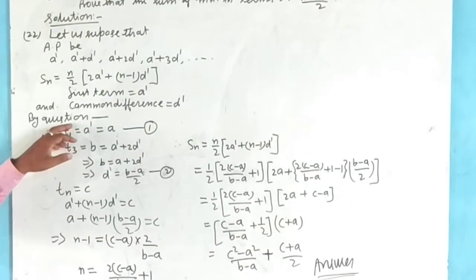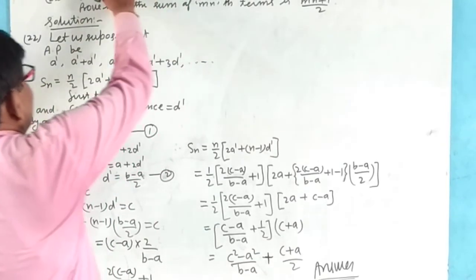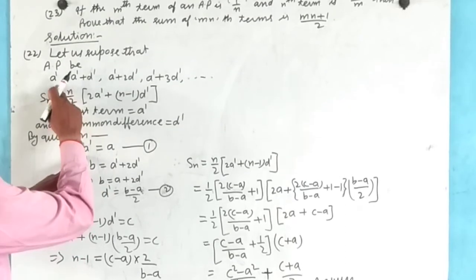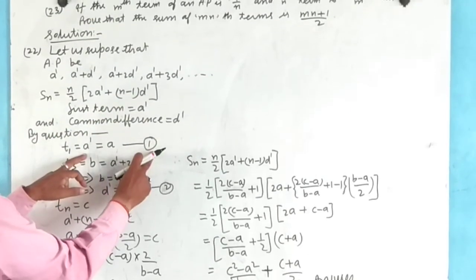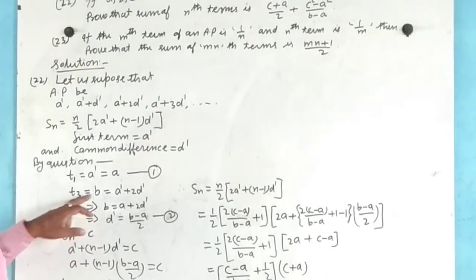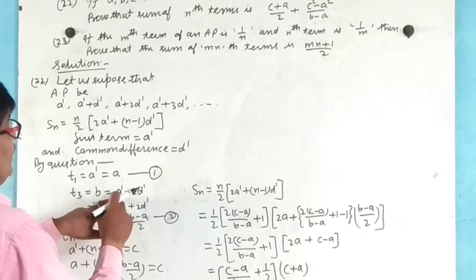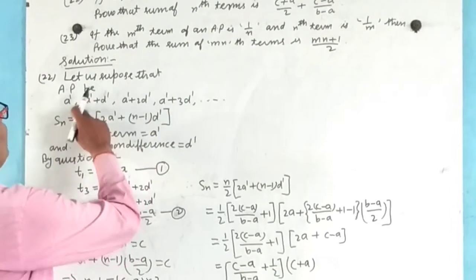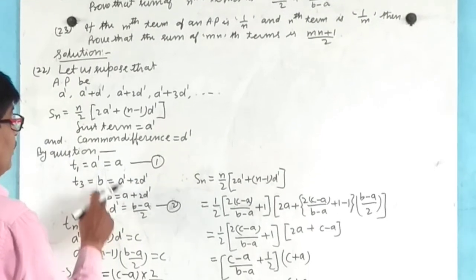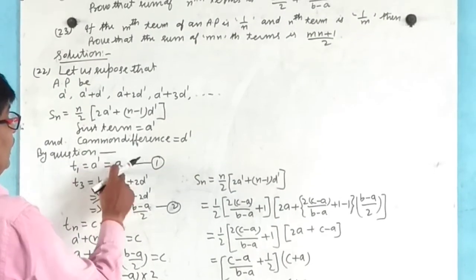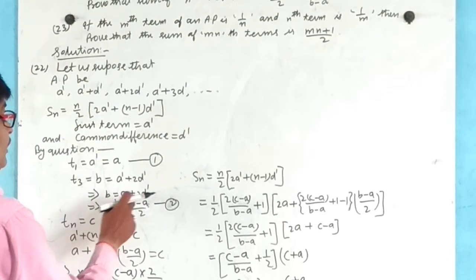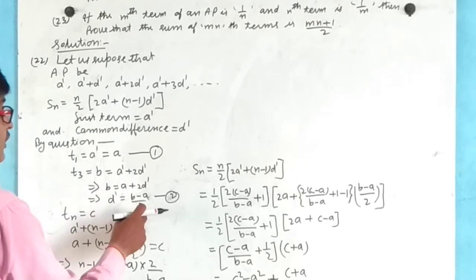Now by the question, the first term is a, and T1 is equal to a. This is a' is equal to a. Relation first. T3, the third term, is b. T3 is b, b means a' plus 2d'. First, second, third. So now b equals a plus 2d'. This comes here: (b - a)/2 is d'.